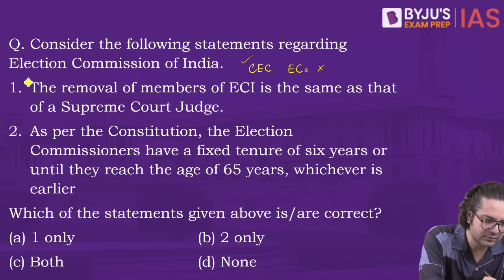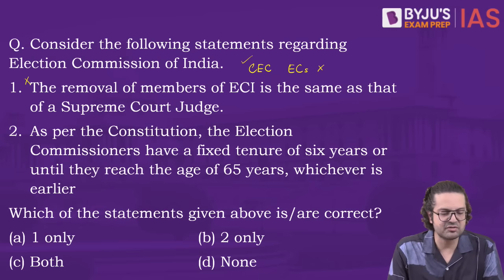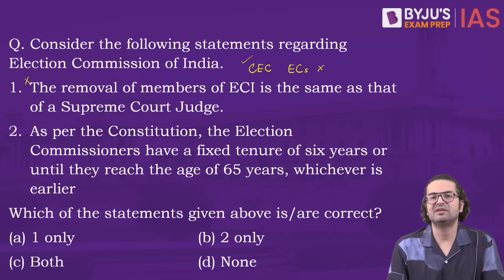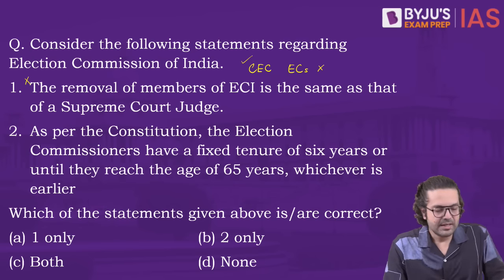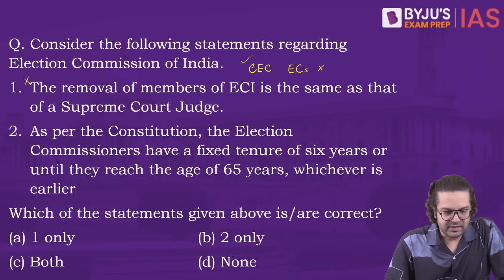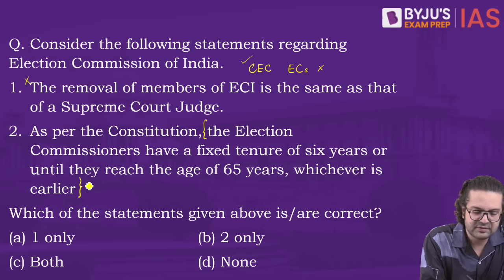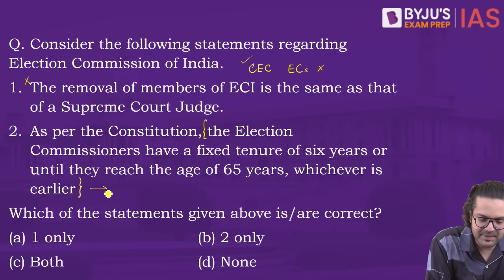So one is wrong. Number 2, as per the constitution, the election commissioners have a fixed tenure of 6 years or until they reach the age of 65 years, whichever is earlier. See, this fact is correct. I fully agree that this fact is correct. My point is, is it mentioned in the constitution? No. It is a mere statutory provision.